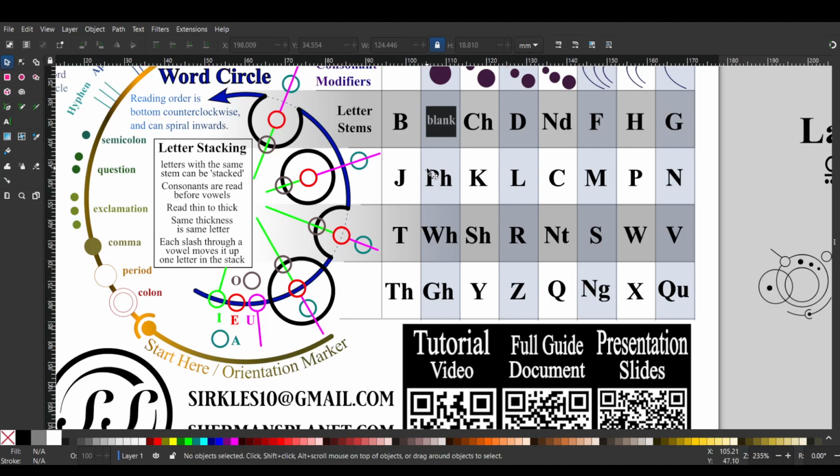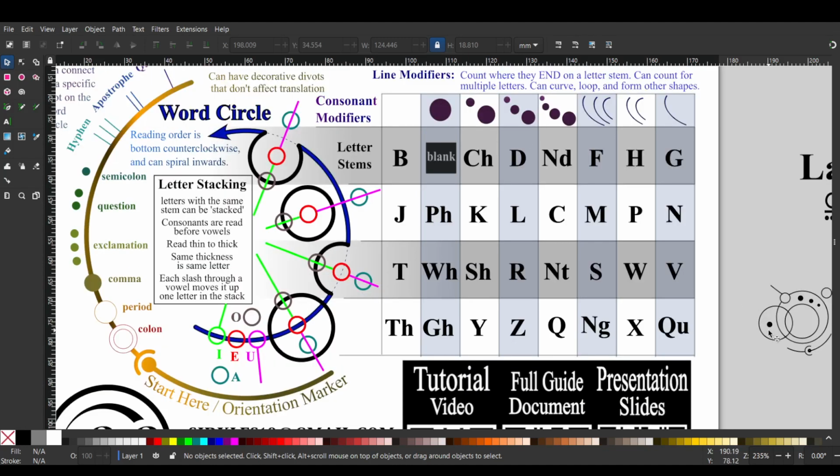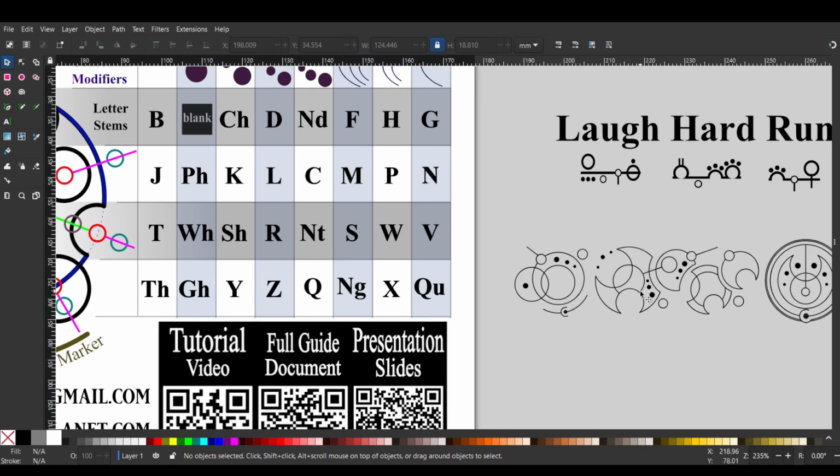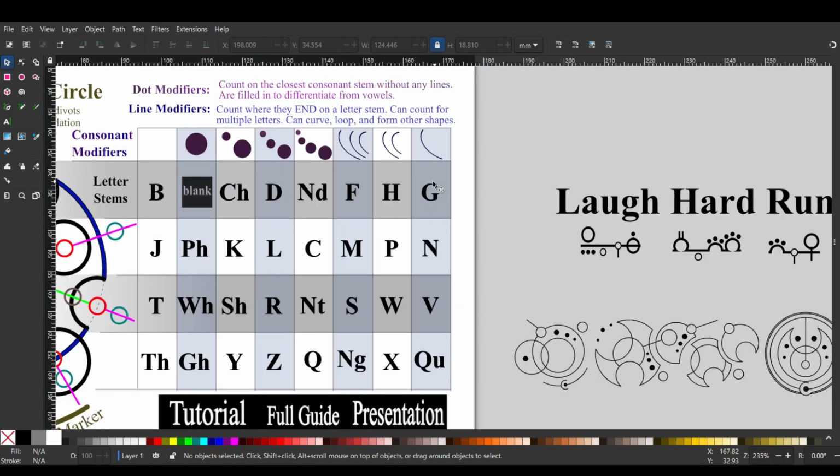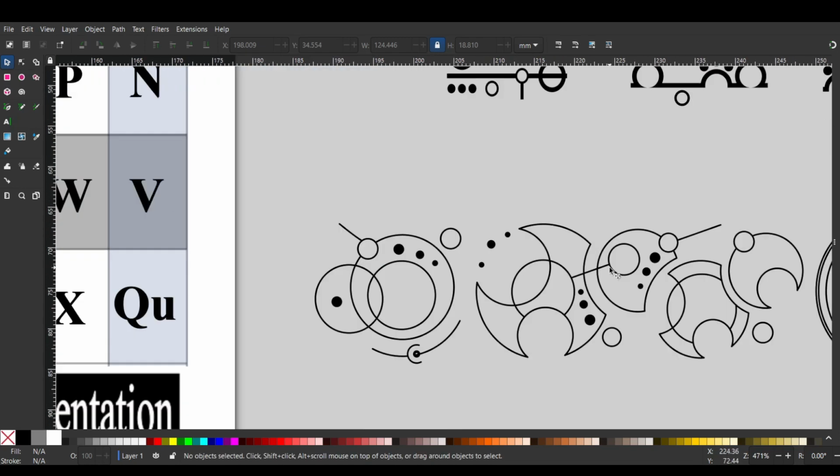So then there are modifiers, which are dots. So we can have one dot or multiple dots. So these are our 3-dot letters, so they'd be in the 3-dot column. And then there are also lines here. So this is a line modifier. And line modifiers count where they end on a letter stem. So this line counts here. It doesn't count where it passes through like that. So this is a 3-dot letter, shallow divot, because this line passes through, yeah?